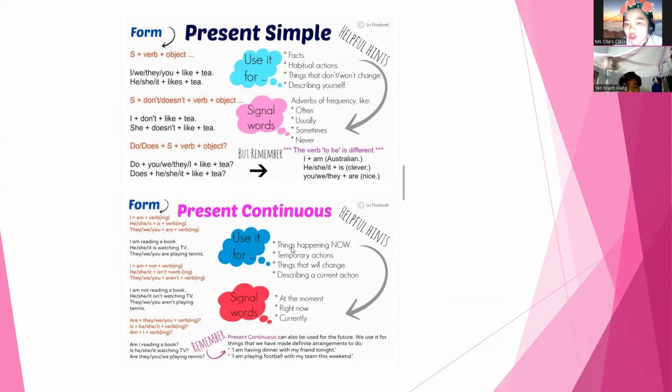You have your data already. All you have to do is to construct some sort of paragraph, for example. So last time we learned about present simple and present continuous. Let's talk about present simple first. What does it mean? What's the form? What do we use it for? What are the signal words? Okay, please begin.